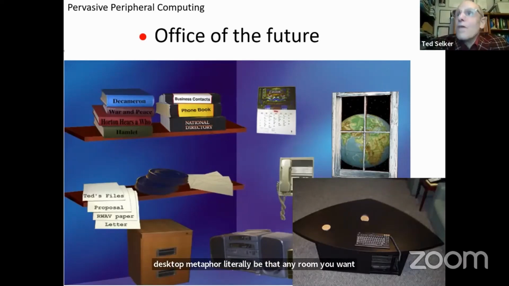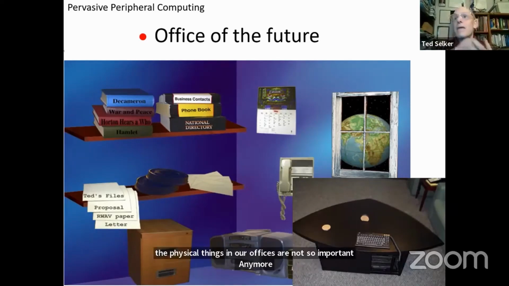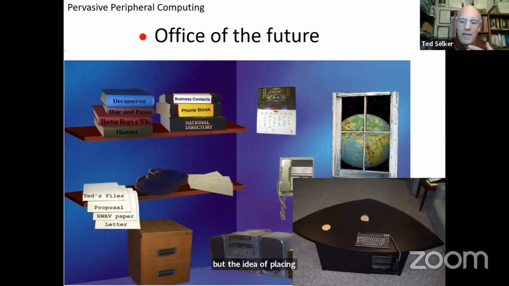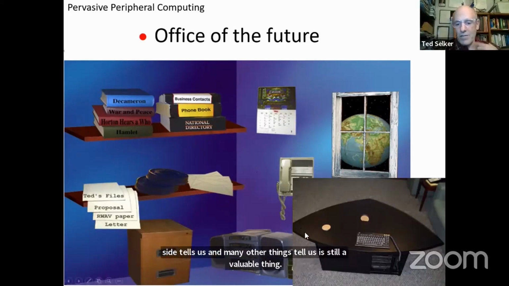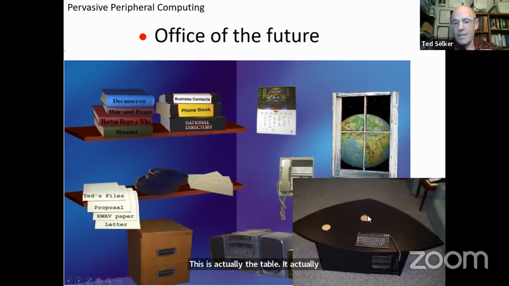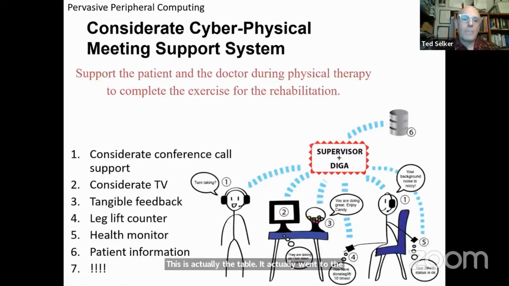So the physical things in our offices are not so important anymore, but the idea of placing things spatially, which the method of loci tells us, and many other things tell us, is still a valuable thing. This is actually the table. It actually went to the Olympics to show off these ideas, but that's another story.